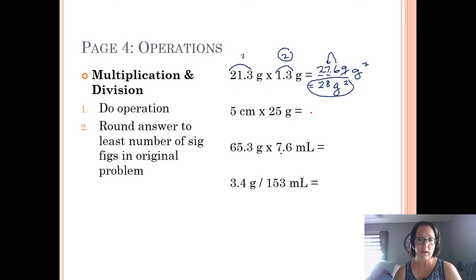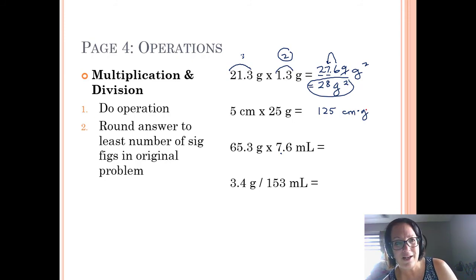When we get to the next one, 5 times 25 is 125. Centimeters times grams is just going to be centimeters dot grams. Okay, so it looks reasonable, and like I said, in math class you kind of go, okay, well, what's wrong with that? There's nothing wrong with that, right? 1 sig fig times 2 sig figs, which means I need to round this answer to 1 sig fig.